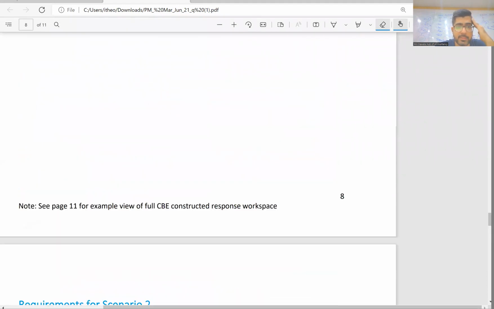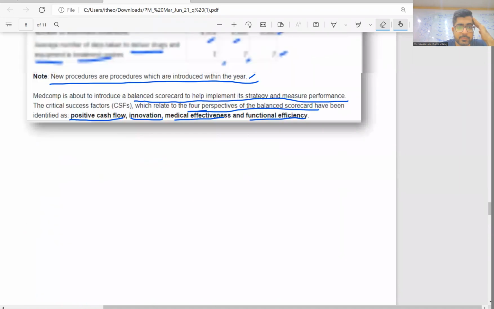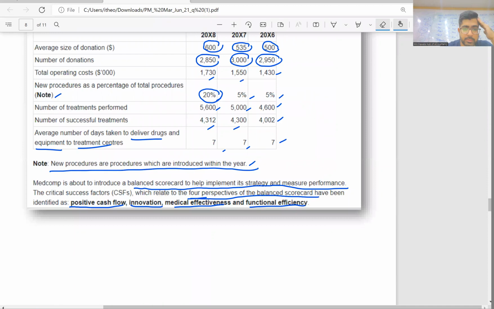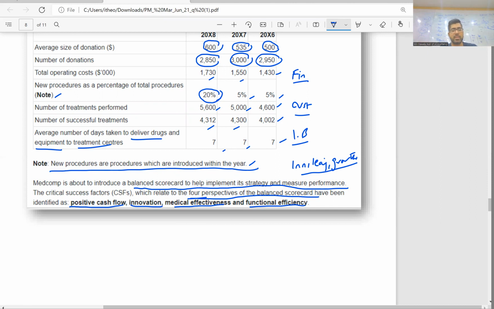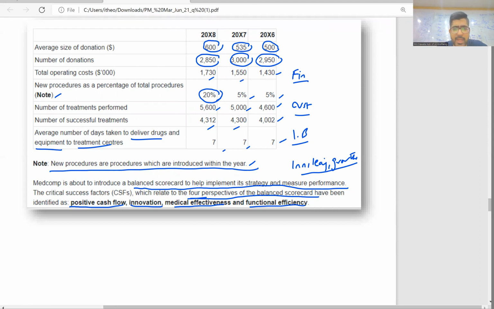Now there are 4 perspectives, right? So critical success factors which relate to these 4 perspectives are positive cash flow, innovation, medical effectiveness, functional efficiency. Now there are 4 perspectives of balanced scorecard: financial, customer, internal business, and innovation, learning, and growth. The first part of the question, for each perspective, identify the relevant critical success factors. So what do you think out of these 4?